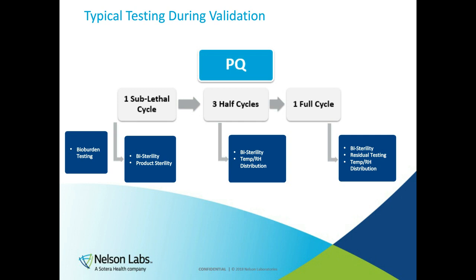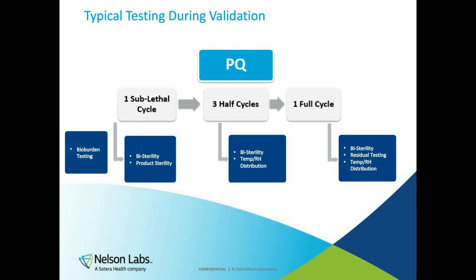During your sublethal cycle, again, BI sterility is performed, but this is also where we will perform product sterility. Product sterility is basically to show that your BI-PCD combination is more resistant than your product's naturally occurring bioburden. From the sublethal cycle, we'll run 3 half cycles, and all 3 half cycles must show BI sterility.